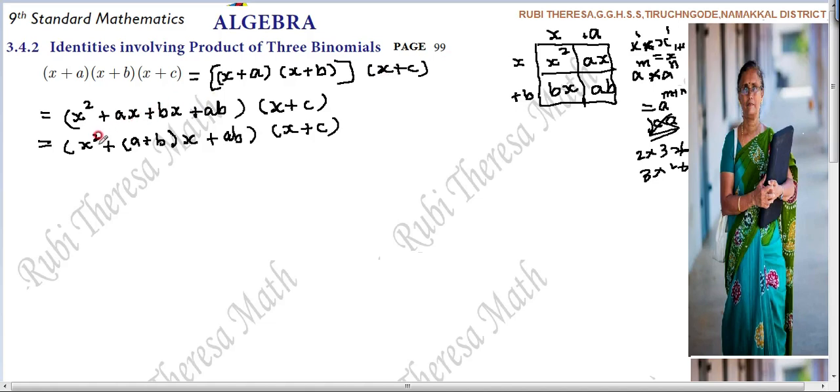Now, how many terms are here? 3 terms. X squared is one term. Next one is A plus B into X. This is one term. Understand? Then plus AB. So just you can draw like this here.